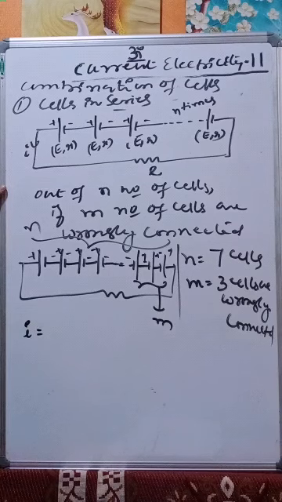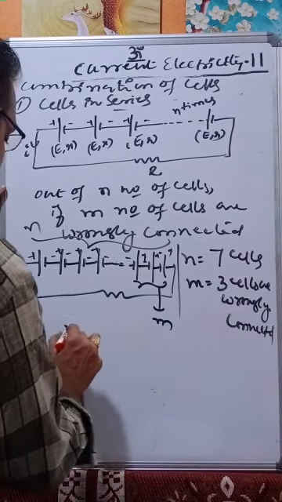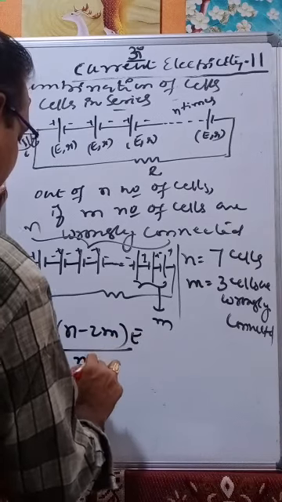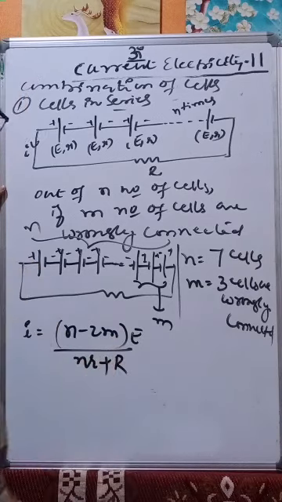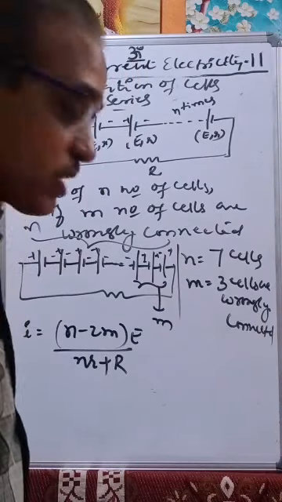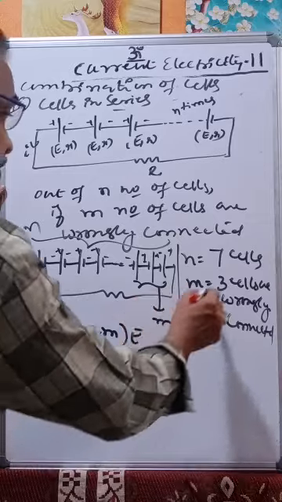I is equal to, then the current in this case is I equals (n minus 2m) into E by (nr plus R). For example, we are taking this one now.